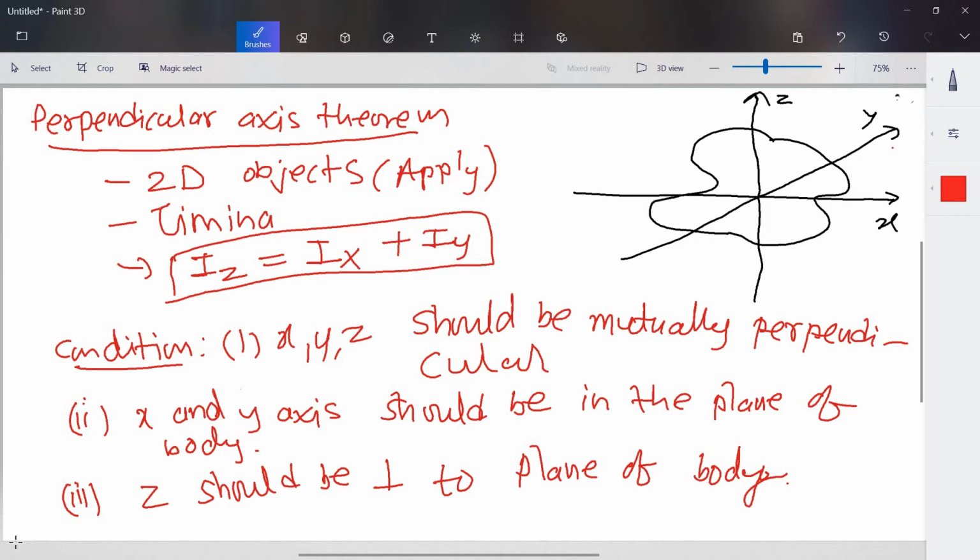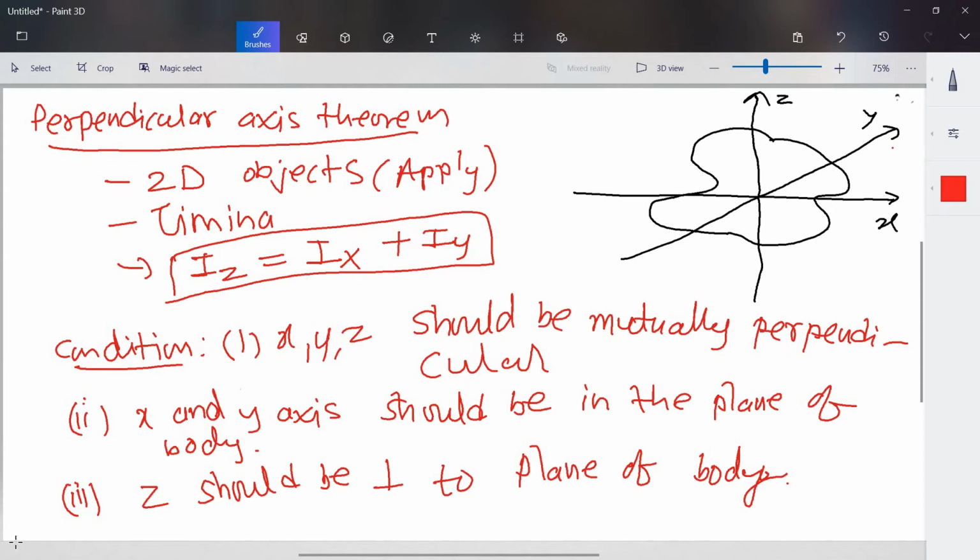If x, y, z are mutually perpendicular, x and y axis are in the plane of the body, and z is perpendicular to the plane of the body, then in this condition, if these conditions are valid, we can apply this perpendicular axis theorem, which is very important for exam purposes, for JEE and NEET. So this is the statement.